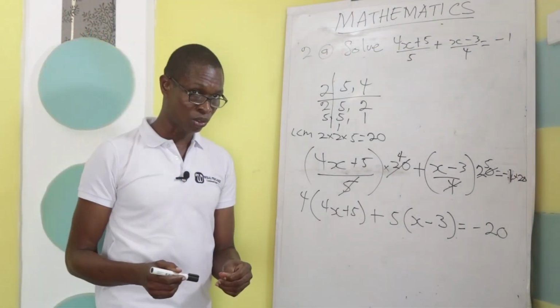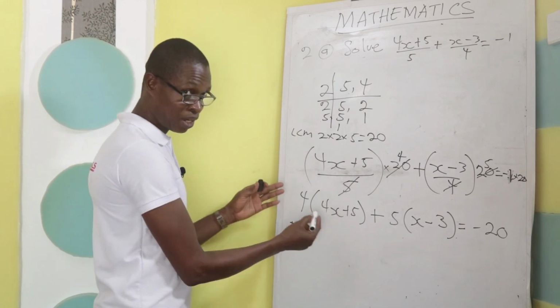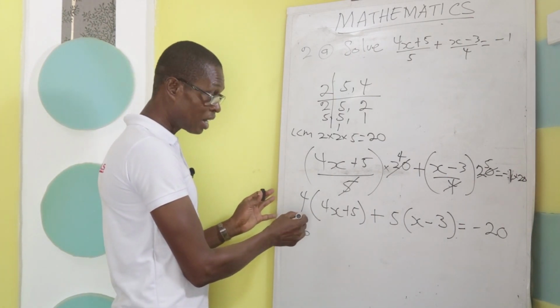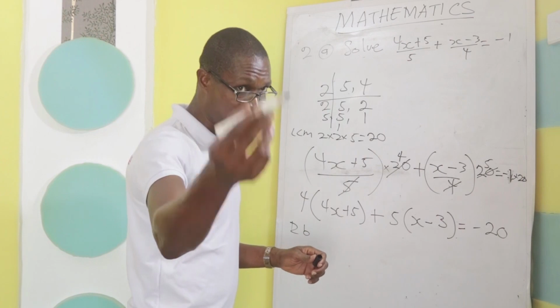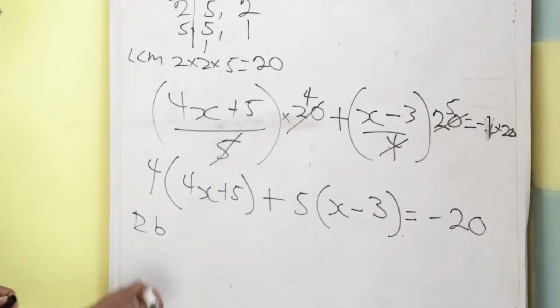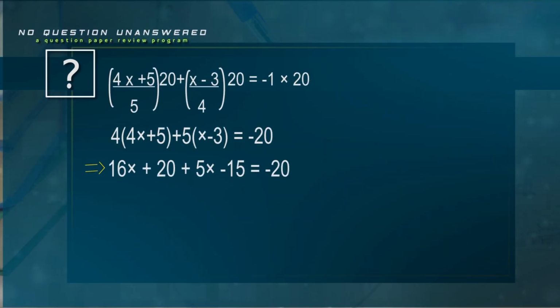The next thing you do is what? Remove brackets by multiplying the terms outside to the ones inside. Using what property? The distributive property. Clarify yourself, so you write. Okay, so 4 times 4 is what? 16x. 4 times 5 is 20. 5 times x is 5x. 5 times negative 3 is negative 15. Equals negative 20.